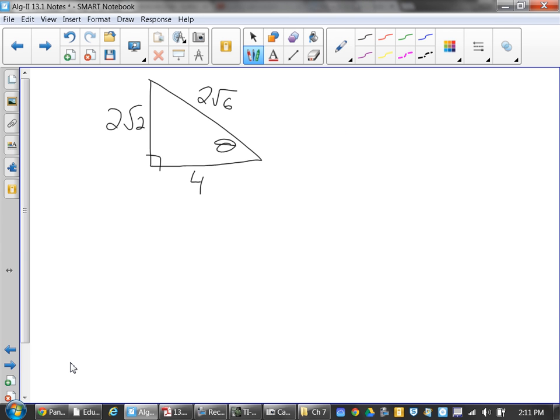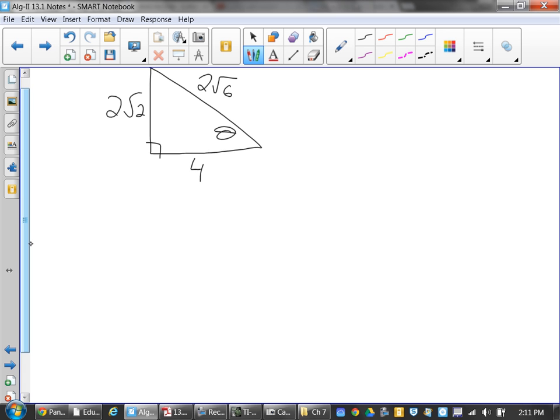Okay. So if I wanted to list out all 6 trig functions of theta, sine of theta would be 2 root 2 over 2 root 6. Do you agree? What do you have to do then? Simplify and rationalize. What can you do right off the bat to simplify? Cancel out the 2s. Now, what's the trick for the root 6? Just multiply top and bottom by root 6. What do you get in the numerator? 2 root 3. You wind up with the square root of 12, which you should remember is 2 root 3.